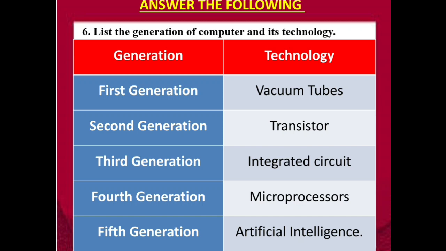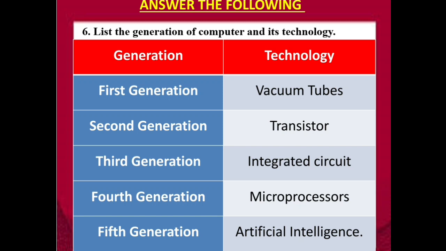So how many generations are there? Five generations: first, second, third, fourth, and fifth generation. And the technology: in the first generation they used vacuum tubes, in the second generation transistors, in the third generation integrated circuits, in the fourth generation microprocessors, and in the fifth generation artificial intelligence.